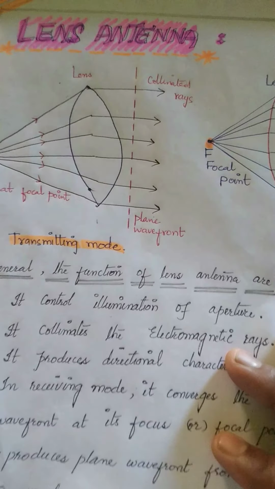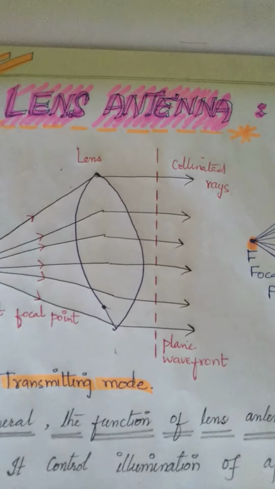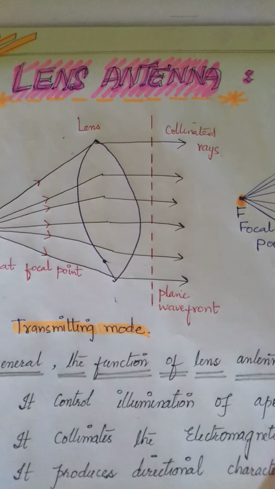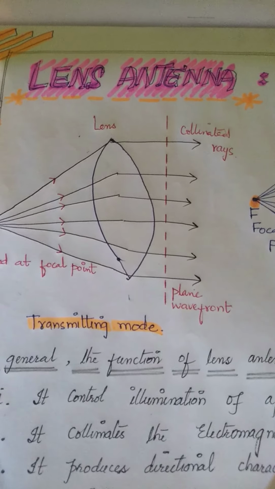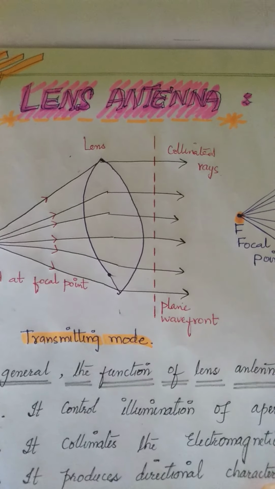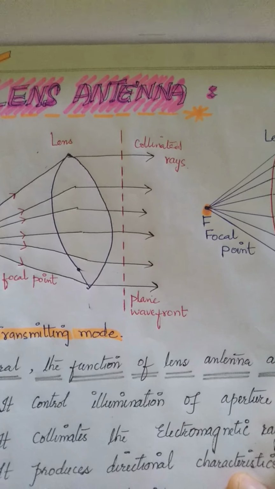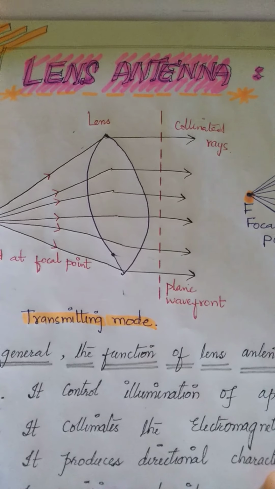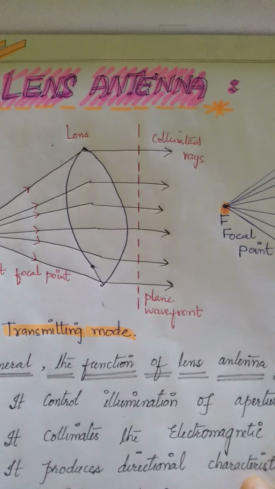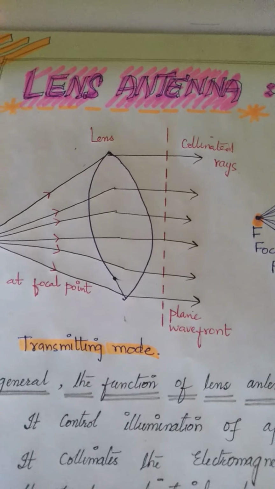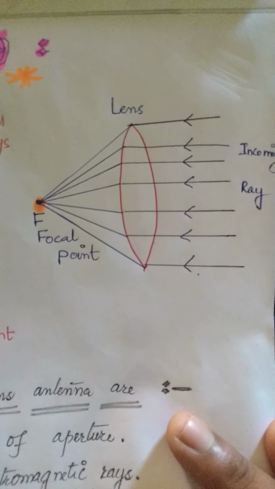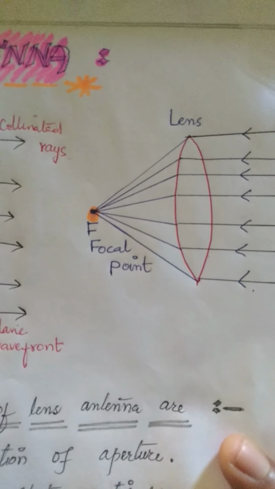The next type of antenna we are proceeding with is the lens antenna. As you can see here, we are using the transmitting mode of the lens antenna. As the name itself says, an antenna made from lenses is considered a lens antenna, and it completely controls the illumination of apertures. For the aperture length, the electromagnetic rays are collimated in the transmitting mode, and in the receiving mode we get incoming rays from infinity, which converge at the focal point.